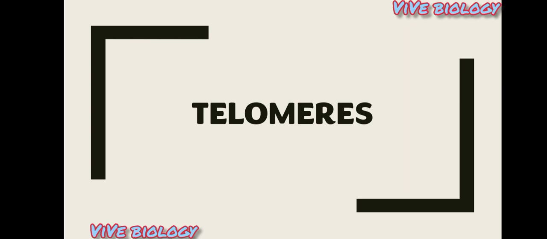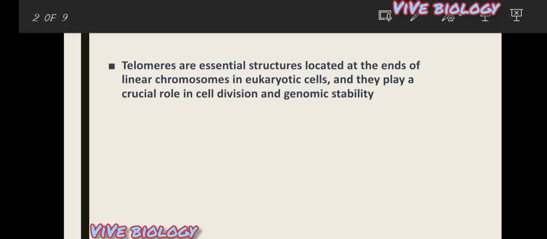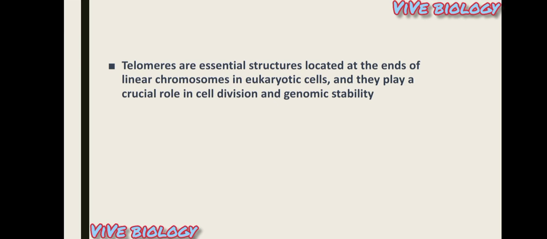Today we will talk about telomeres and their role in cell division and aging. Telomeres are a kind of protective cap at the end of the chromosome. Let's start. Telomeres are essential components found at the end of the linear chromosomes within our cells. These tiny structures are guardians of genomic stability and they play a vital role in cell division.